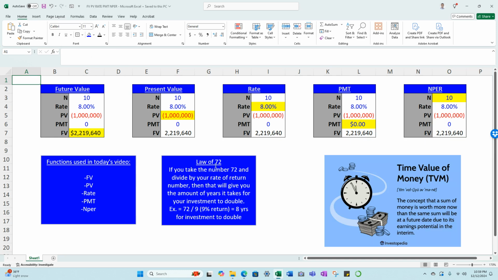So hopefully this gives you a closer look at how to analyze time value of money examples using these functions. Again, we covered future value, present value, rate, payment, and number of periods.